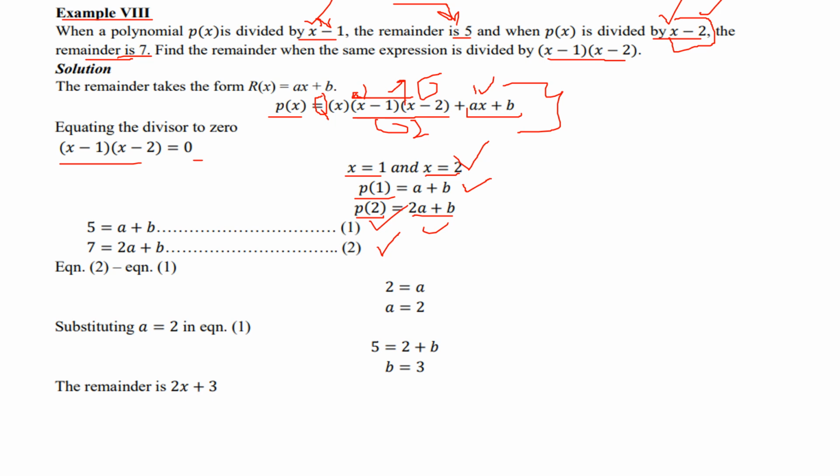So we use elimination, which is quite simple. We subtract equation 2 from 1, and then you remain with a is equal to 2. Then use the equation to get the value of b. So from equation 1, 5 is going to be equal to 2 plus b. Then b is going to be equal to 3. Therefore, since you let your remainder be ax plus b in this form, your remainder is going to be equal to 2x plus 3.